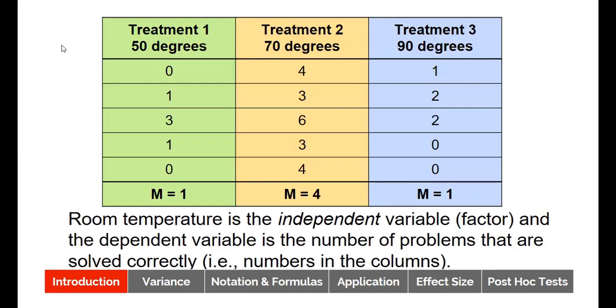So here's an example of an ANOVA. Let's say that we want to test the number of problems that are solved correctly, maybe it's on a math test, with 3 different treatment groups. One group is in a room with 50 degrees. One group is in a room that's set at 70 degrees Fahrenheit, and the third group is set at 90 degrees Fahrenheit. So the question is, does treatment impact performance on this test where they're solving problems?